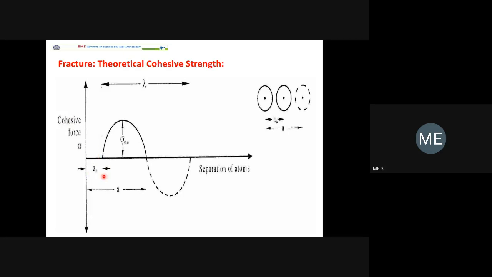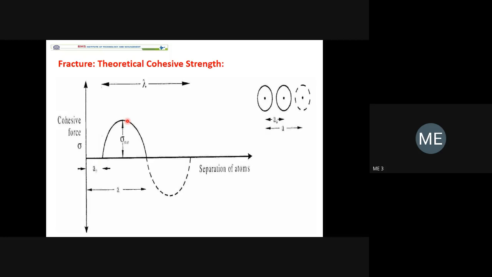So at equilibrium distance, the cohesive force is very, very small. It is almost nil. When you try to pull the atoms apart, the cohesive force increases. You can see here, it is not just your stress, the cohesive force increases from almost 0 to the maximum value, represented as sigma max. It has nothing to do with ultimate tensile strength or fracture strength, etc. We are talking about only two atoms. At equilibrium distance, the cohesive force is 0. If you try to pull the two atoms apart, the cohesive force increases. It reaches a maximum.